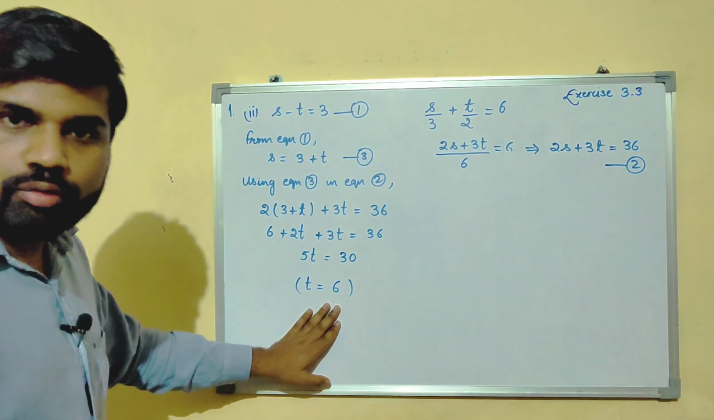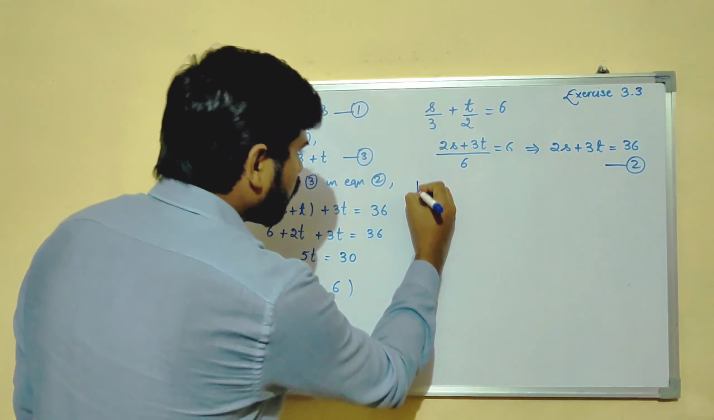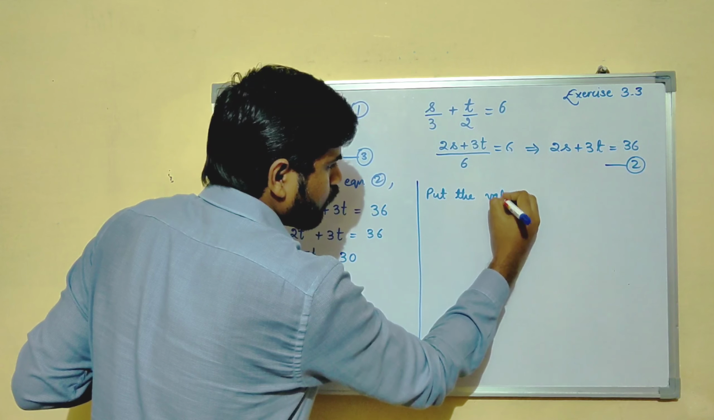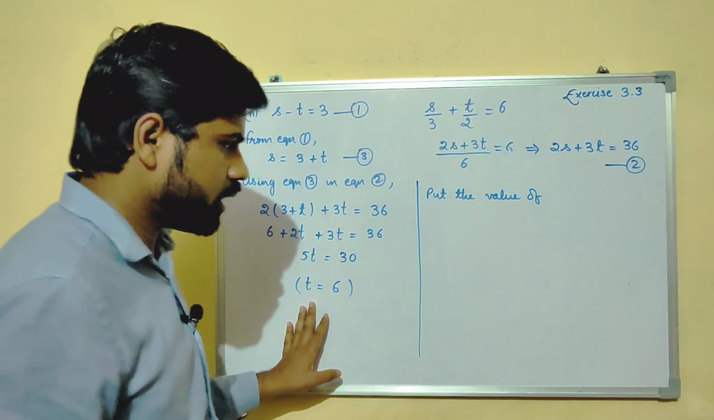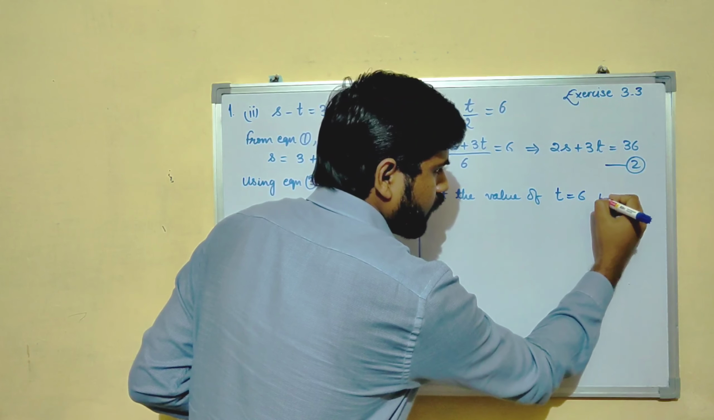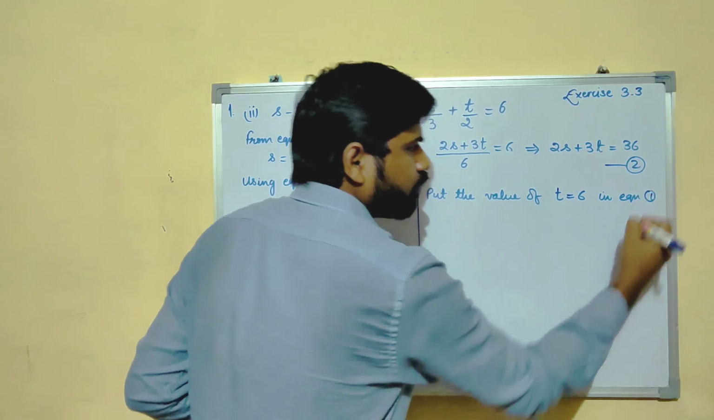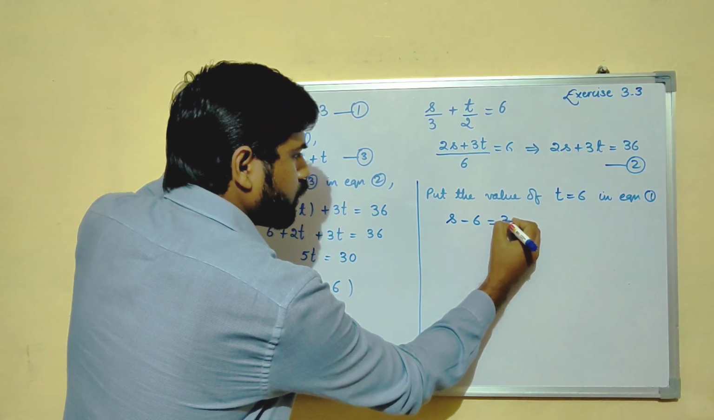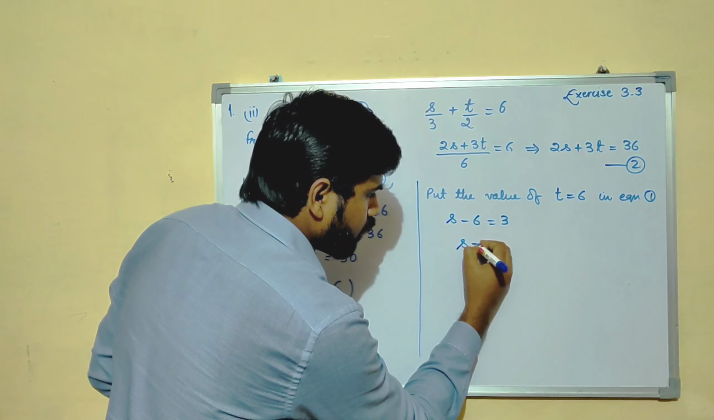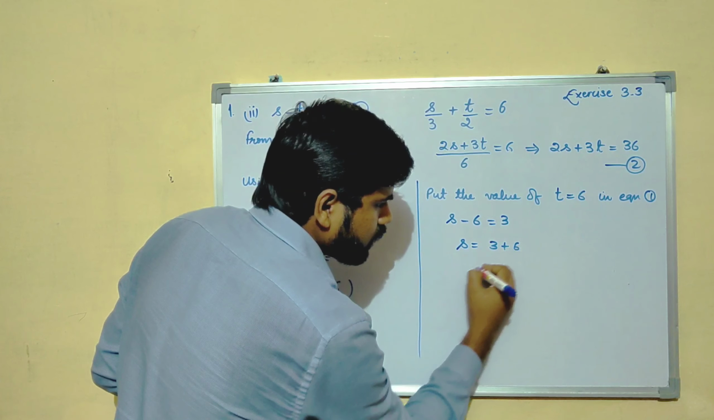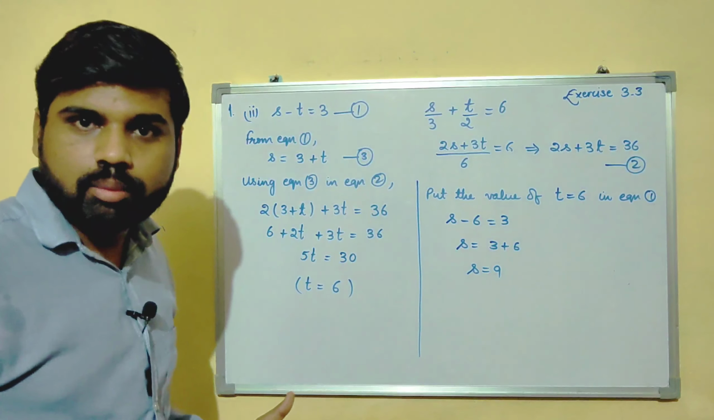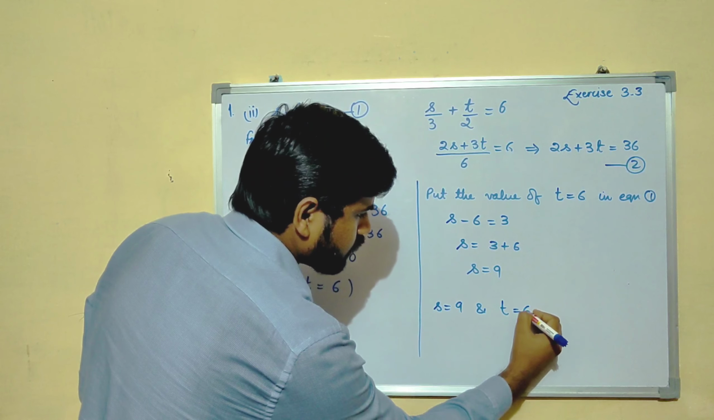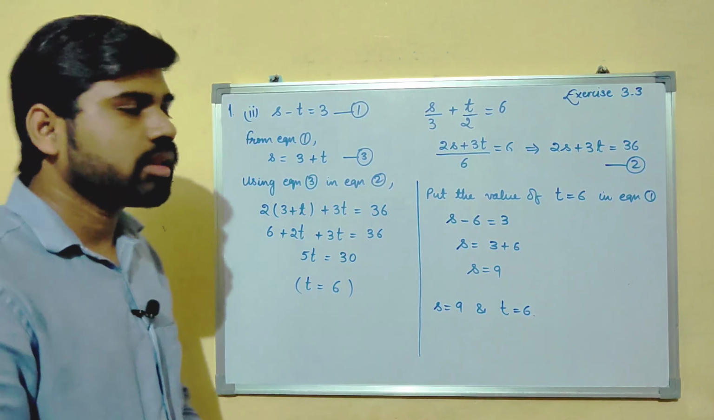Now substitute this value of t in any of the equations. Put the value of t, which is 6, in equation 1. So here s minus 6 will be equal to 3, or s will be equal to 3 plus 6, which is 9. So your answer will be s equals 9 and t equals 6. Simple. Now let us see the third part as well.